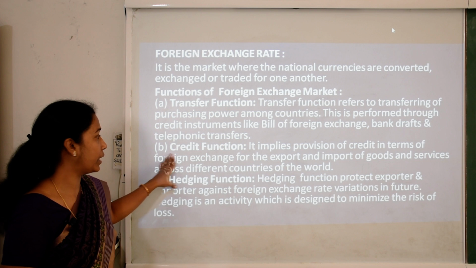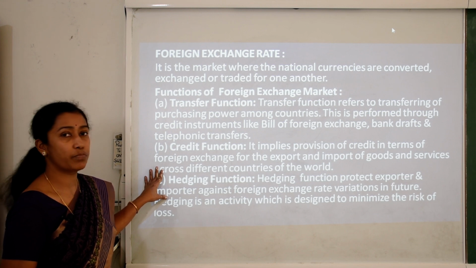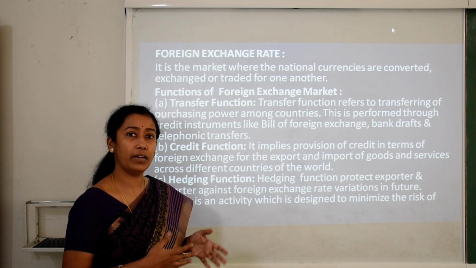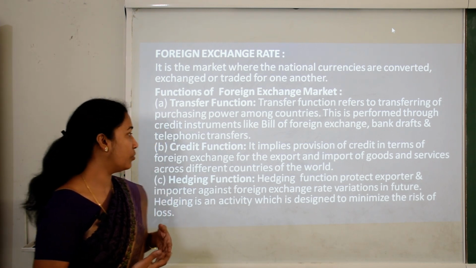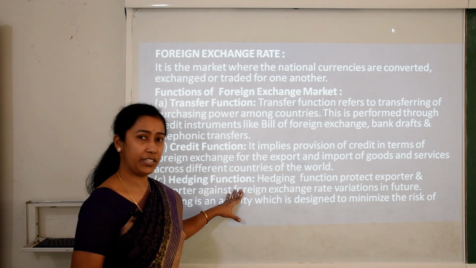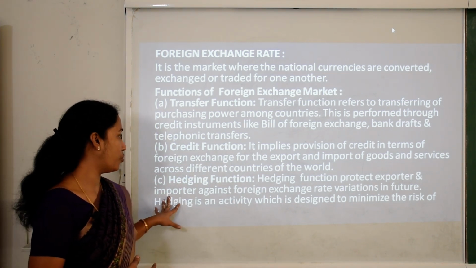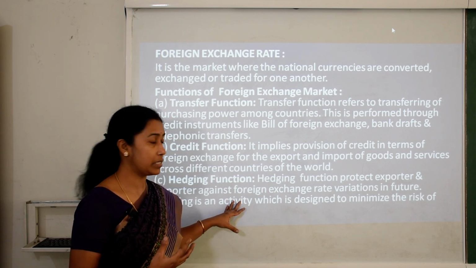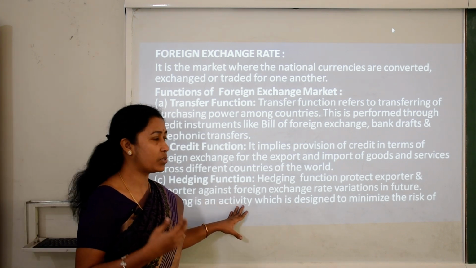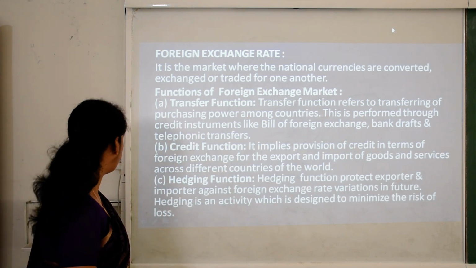The second function of the foreign exchange market is the credit function. It implies providing credit in terms of foreign exchange for export and import purposes, or for the purpose of trade of goods and services across different countries of the world. Third is the hedging function. Hedging is just to protect the exporter and importer against foreign exchange rate variations in future. It is an activity designed to minimize the risk of loss to the exporter as well as the importer.